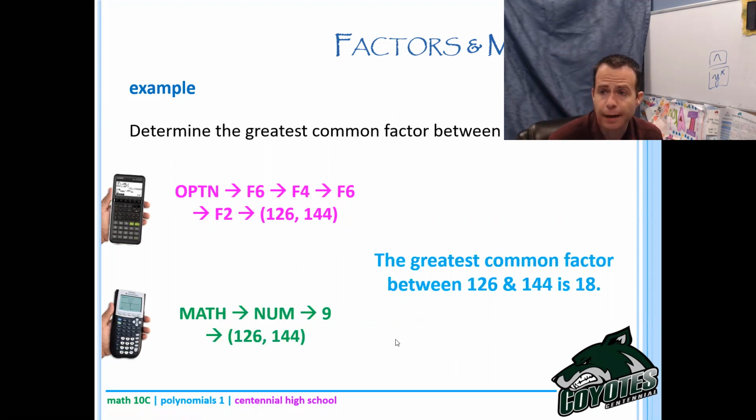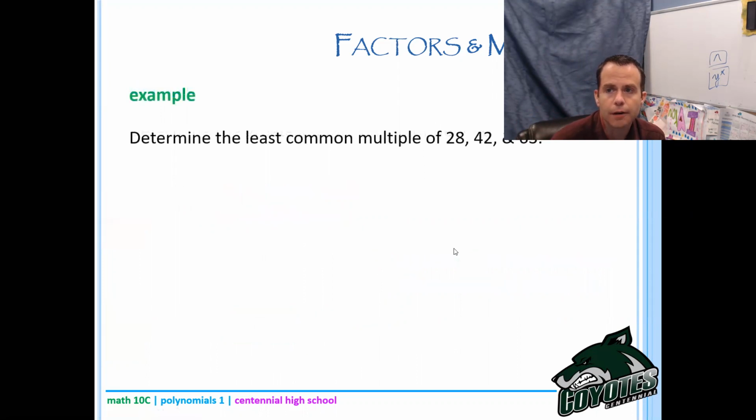So go ahead, if you have a graphing calculator, play on it for a second. Make sure you can arrive at an answer of 18 for that as well. All right, now let's walk through how to find a least common multiple.